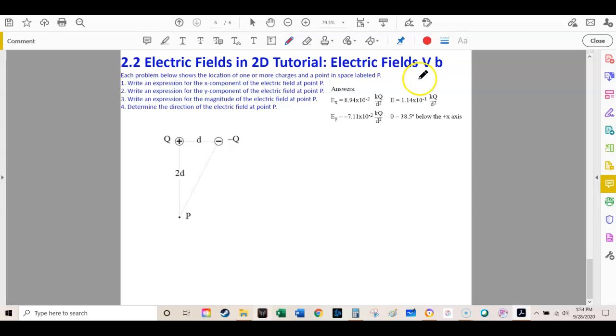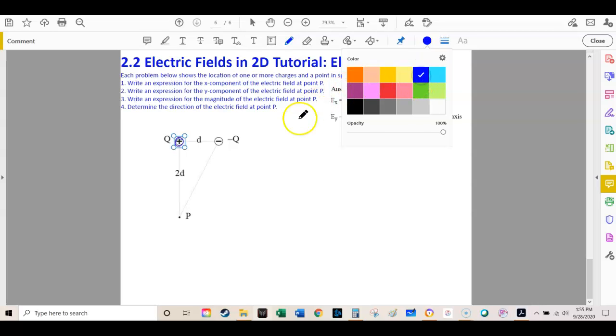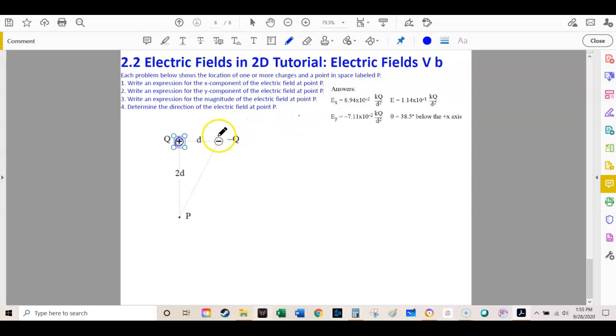The procedure, again, that we learned in 2.0 and 2.1 is you draw the electric field due to both charges. So I'm going to call the positive charge red, and I'm going to call the negative charge blue. Okay, but Q is equal to Q, so they're the same magnitude.